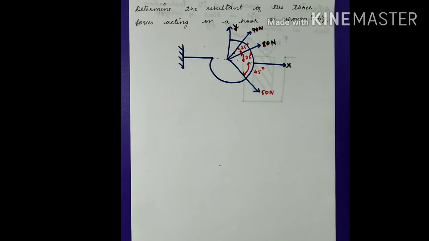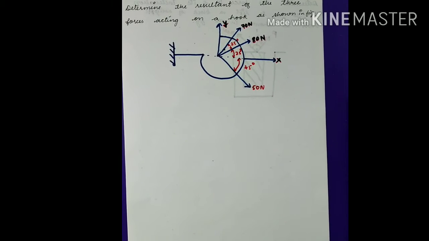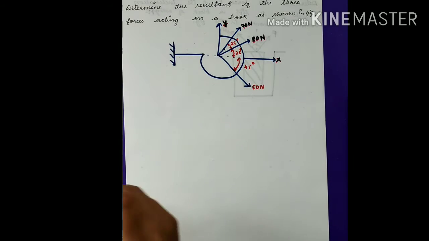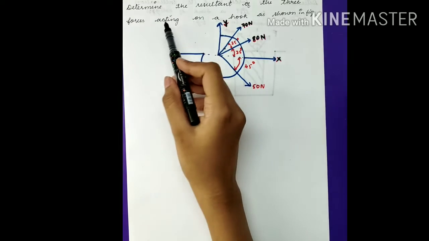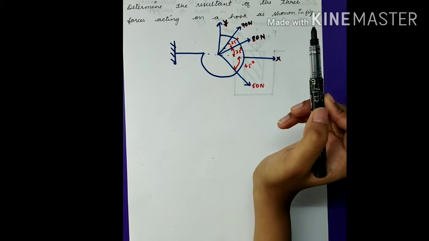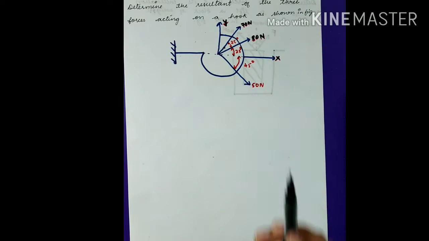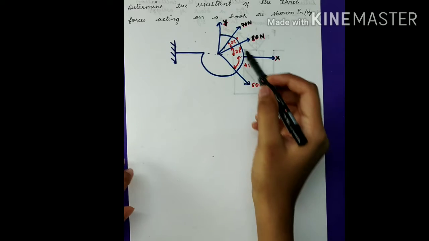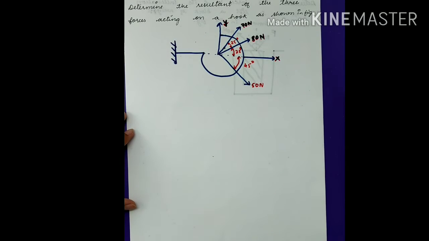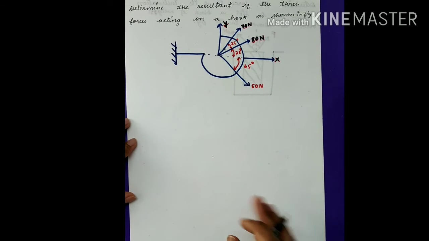So this video will be the continuation of the previous video in which we were studying how to find the resultant and direction of resultant on coplanar concurrent force systems. So here we have a problem. Determine the resultant of the three forces acting on a hook as shown in the figure. These are the three forces, 70 Newton, 80 Newton and 50 Newton, acting on a hook with the angles of inclination as given over here. Now let us see how to solve this problem.